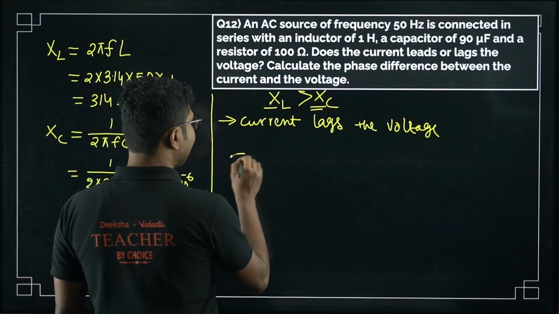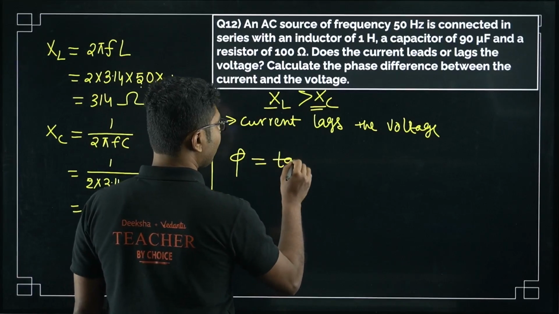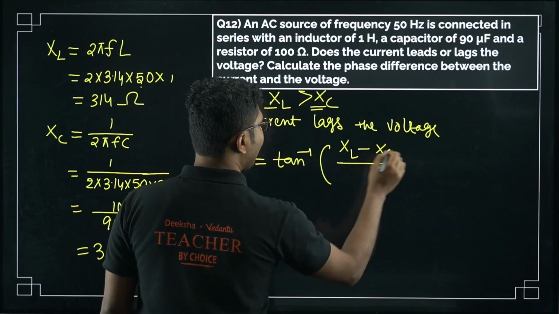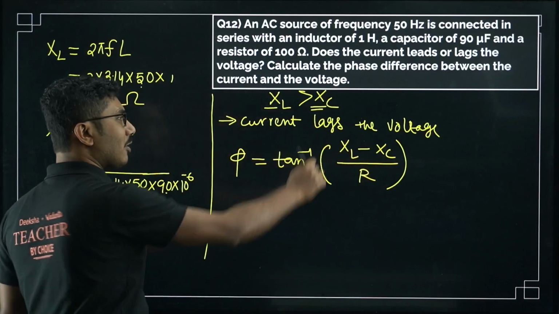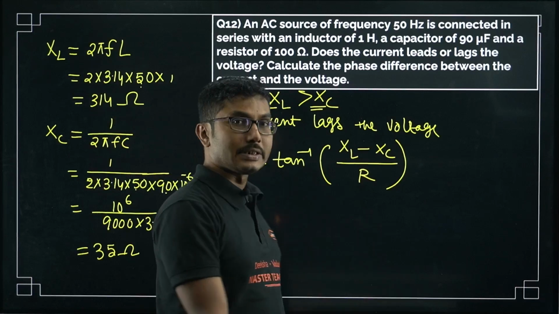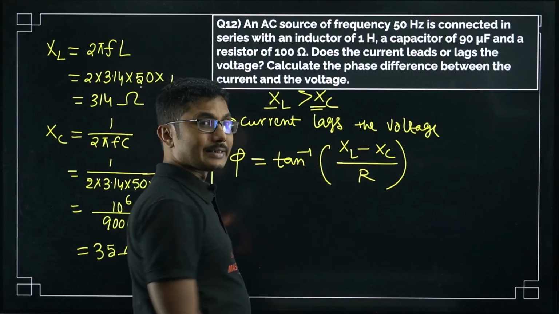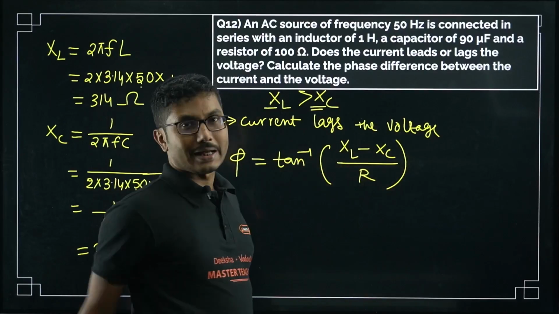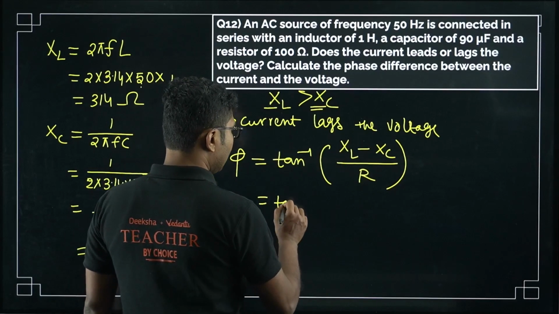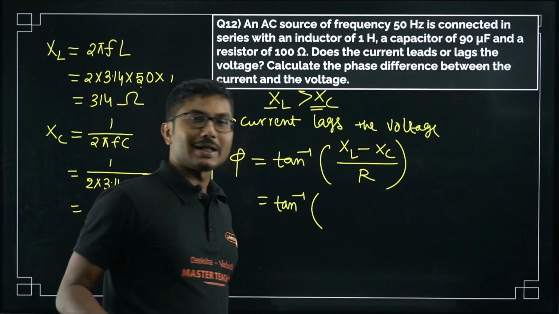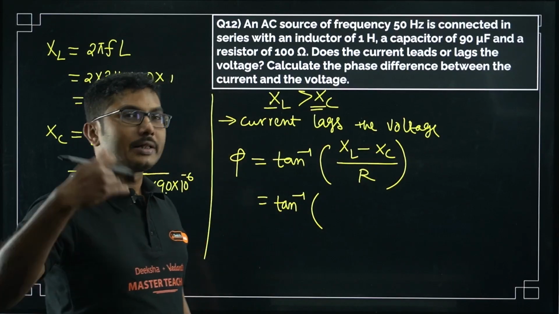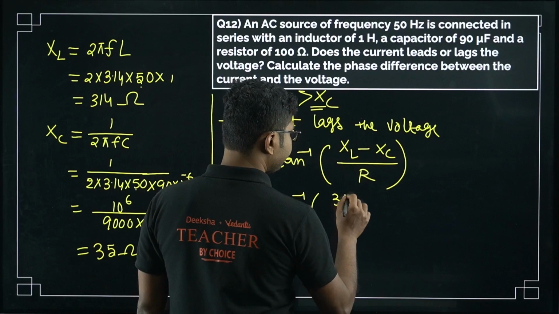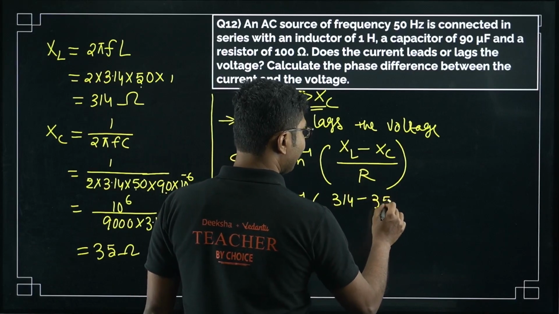Now what is the phase difference? Formula for phase difference is tan inverse of XL minus XC divided by R. Now remember that this formula again depends on whether XL is greater or XC is greater. If XL is greater, XL minus XC. If XC is greater, XC minus XL. Only fact is current leads or lags, that is the value. Same thing, whoever is bigger, that has to sit first, whoever is smaller, that has to sit next. So XL is 314 minus 35 divided by 100.